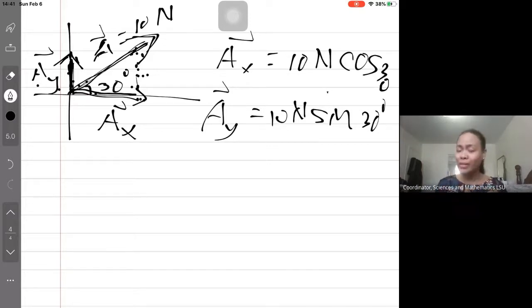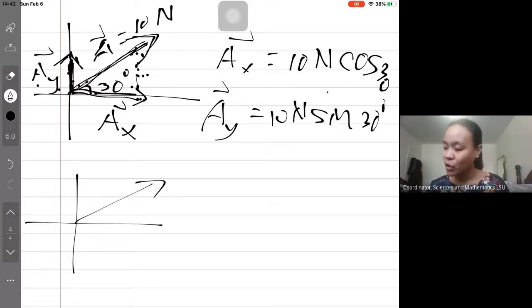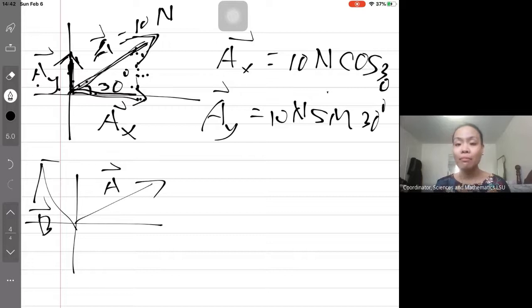There is also an example in your module, and there is also an exercise in your module that you can answer for the x and y components. Say for example, we have two vectors, A and B. A is going this way again, and B is going that way. How are we going to use the component method?